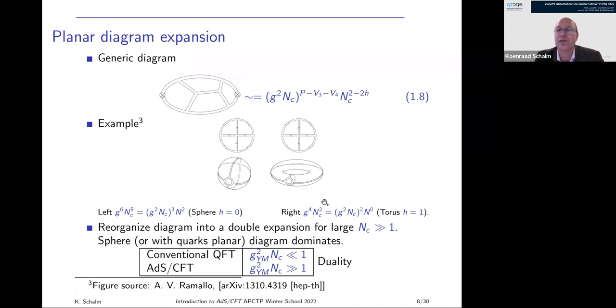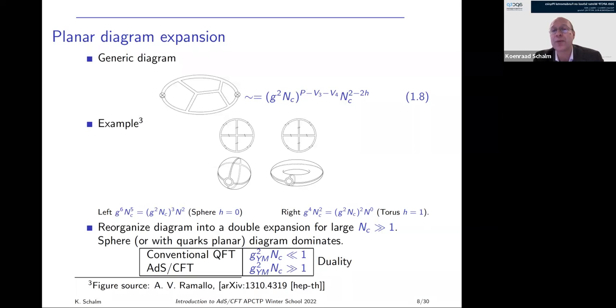So this goes as g to the 4th to the Nc, which I can rewrite by making the combination g squared Nc to the power N0. And this is indeed a diagram that you can span up on the two-dimensional surface of a torus, okay, where h is 1, the number of holes is 1. And the point is that if you have any matrix valued field theory, this is the way the system reorganizes itself.